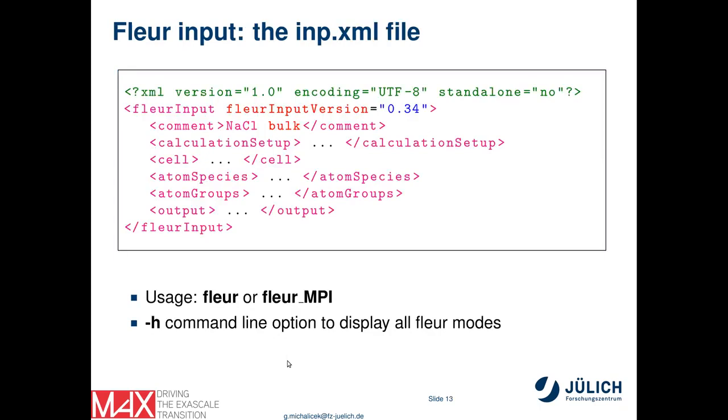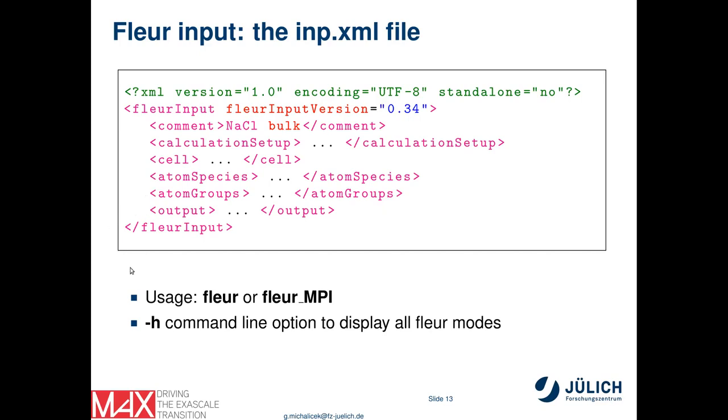So this input generator then creates a FLEUR input file, or an inp.xml file, and this inp.xml file looks like this. So it consists of several sections. First comes the comment again, then there's a calculation setup section with different general parameterizations, then there's a cell section that defines the unit cell and also the reciprocal cell. Then there's an atom species section and an atom group section, and finally there's an output section.